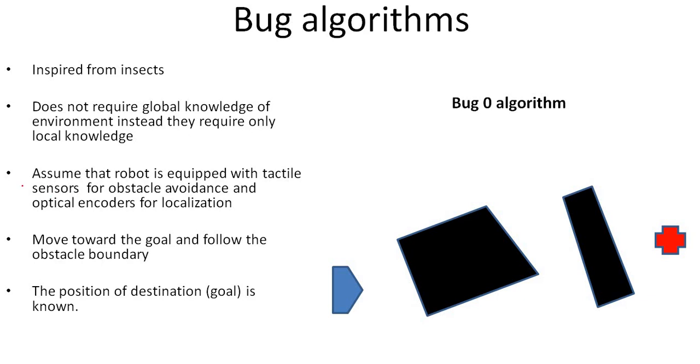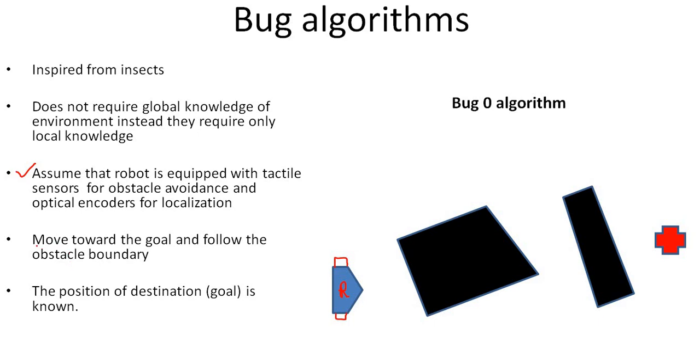Then we have these kinds of robots. They are equipped with tactile sensors for obstacle avoidance and optical encoders for localization. So these kinds of robots are equipped with optical encoders on the wheels for odometry or localization, you can say, and they also have some kind of sensor, like an ultrasonic sensor or tactile sensor, for obstacle avoidance.